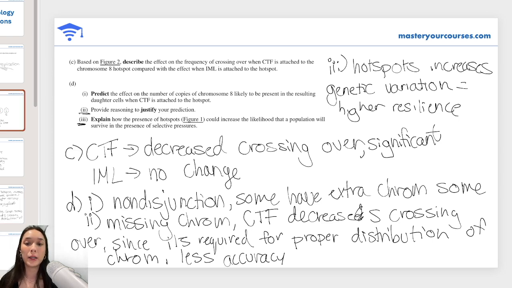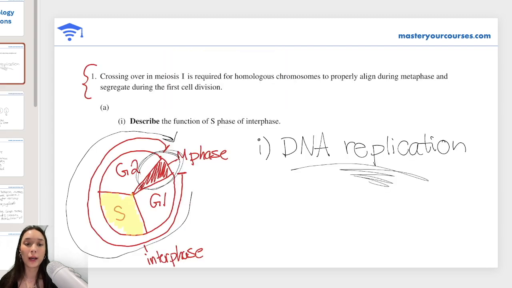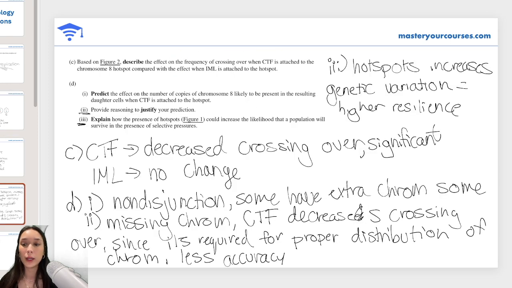Okay, so this was number 1. It wasn't too bad. Here are all your answers for them. This one was probably worth about 10 marks. Okay, so this is number 1.